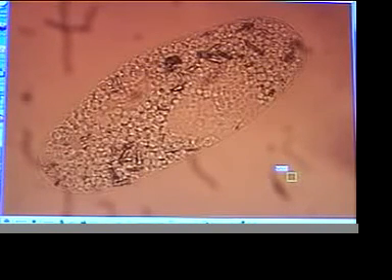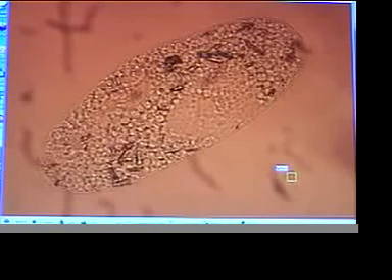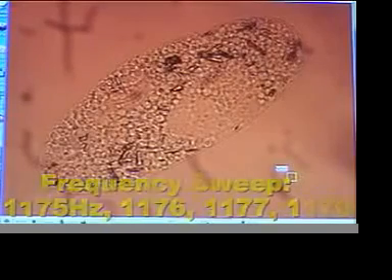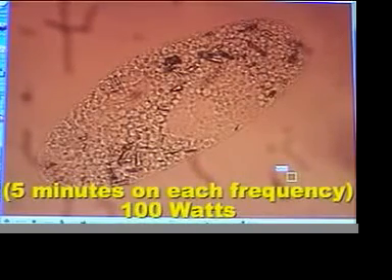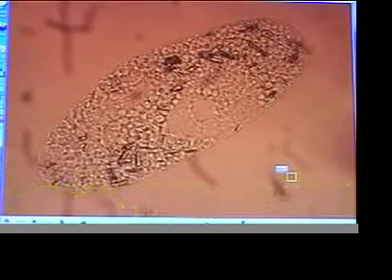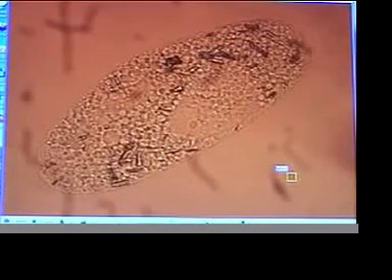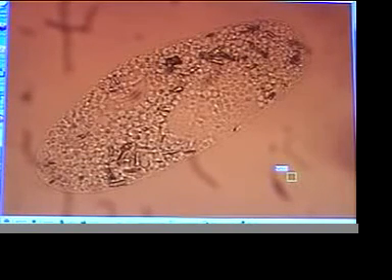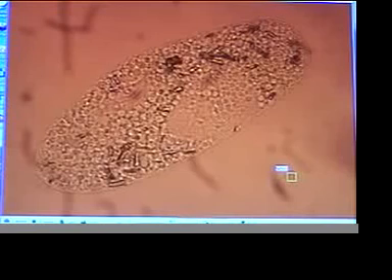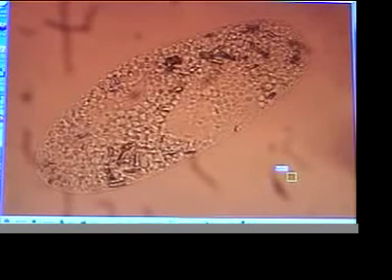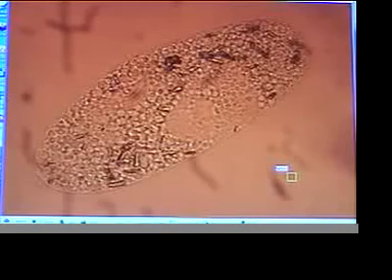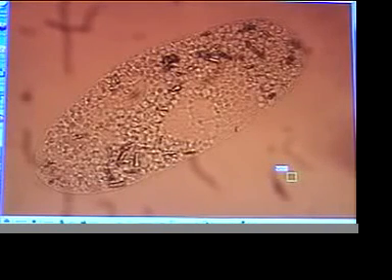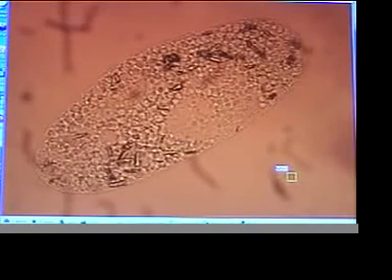He's actually been exposed to several frequencies. I ran a sweep: 1175, 1176, 77. This is now 1178. Each frequency for 5 minutes. He's looking very much disturbed inside. I have had success before with Paramecium caudatum with frequencies between 1175 and 1178.